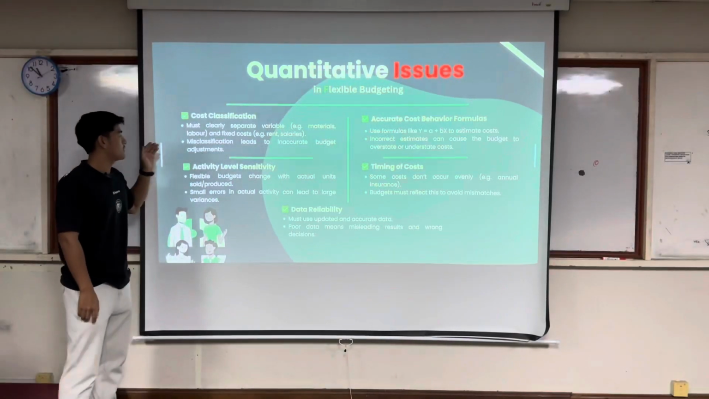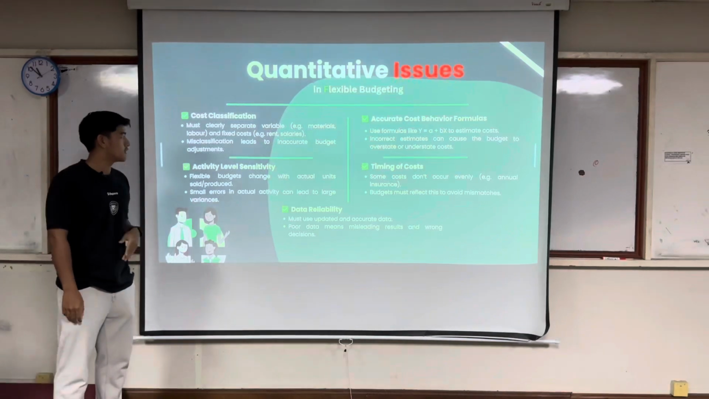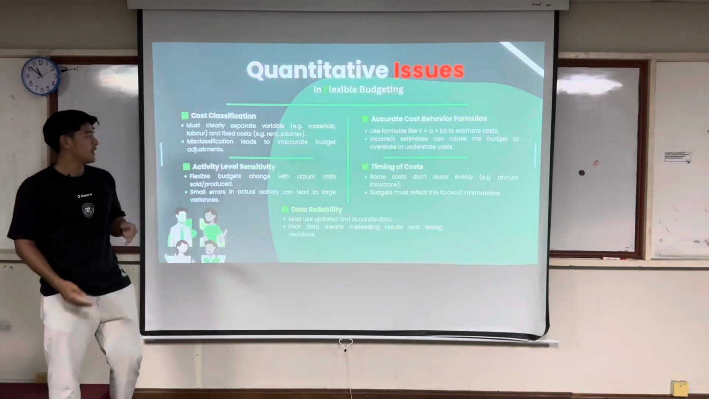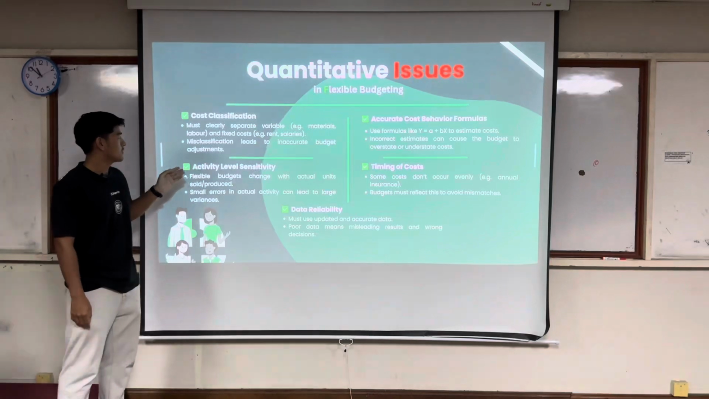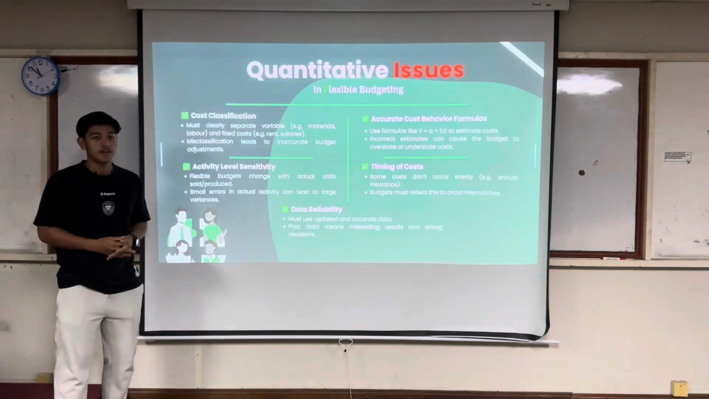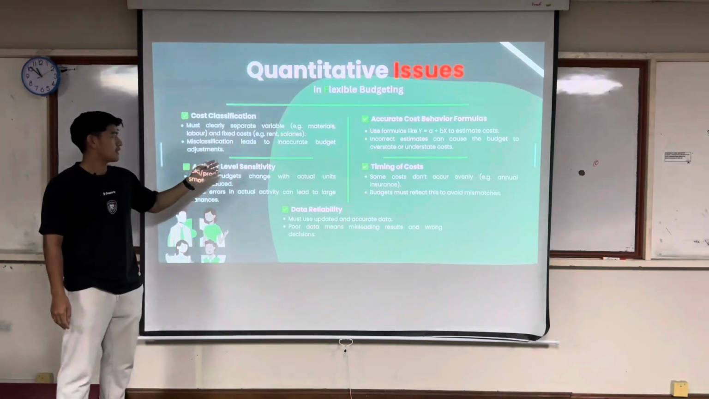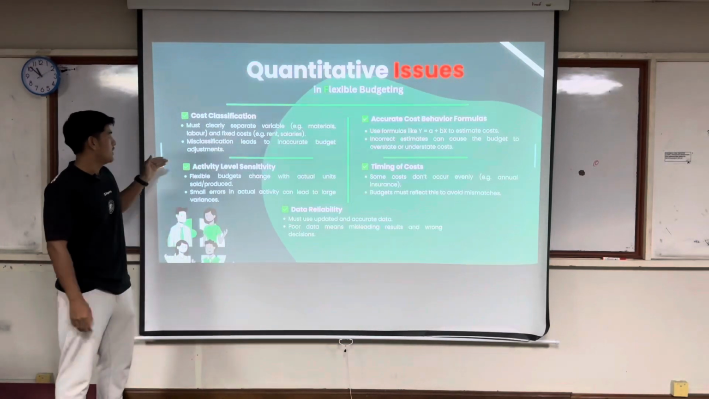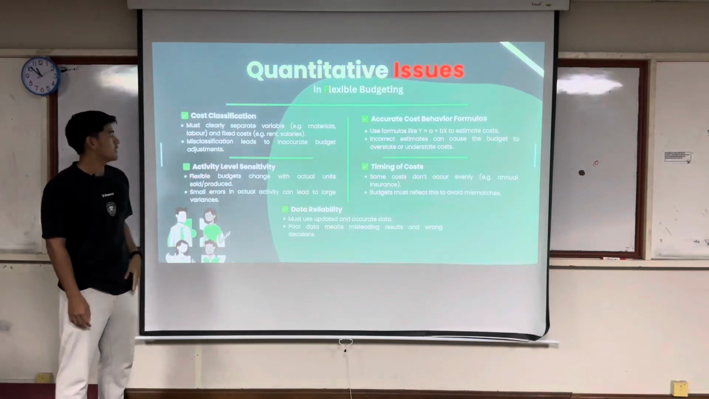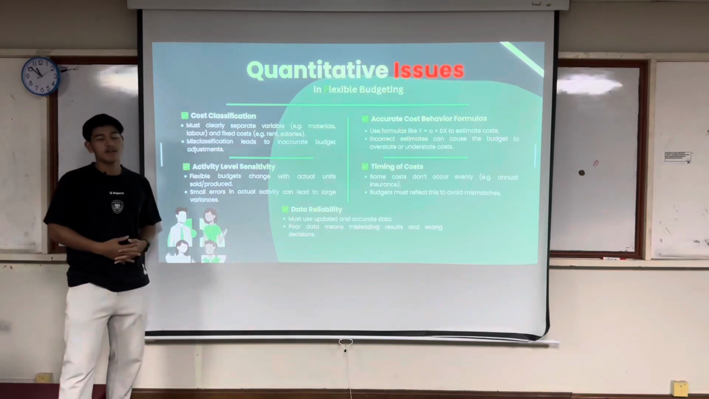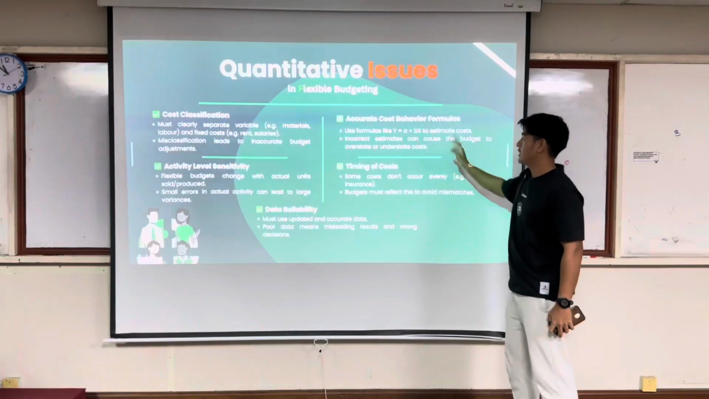First point, cost classification. We have variable cost and fixed cost. Variable cost depends on how much we produce, and fixed cost does not depend on production, such as rent and salary. When we wrongly mix up variable cost and fixed cost, it may give the wrong calculation of the budget.